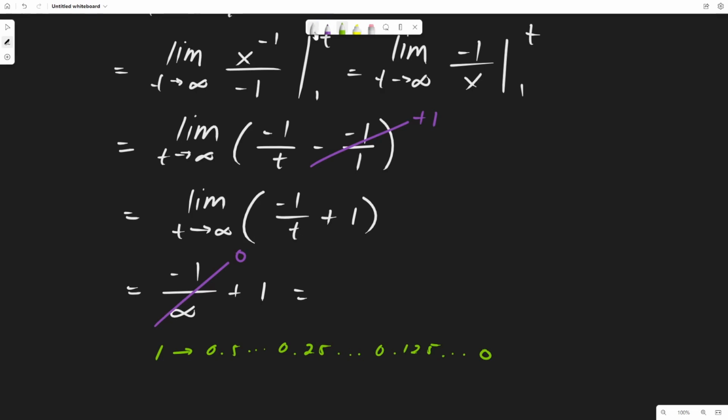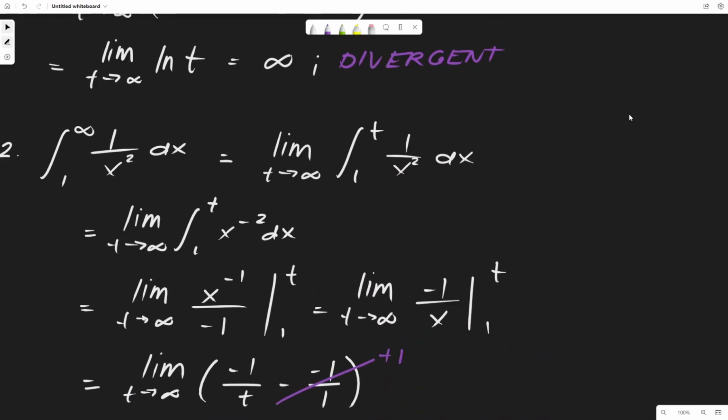Okay, so therefore the answer is 1. So since we arrive at a certain number, this is convergent. Okay, ibig sabihin, the integral converges to 1. Kasi 1 yung sagot natin eh. Okay? So, paano ba natin malalaman kung ang ating integral ay convergent or divergent?